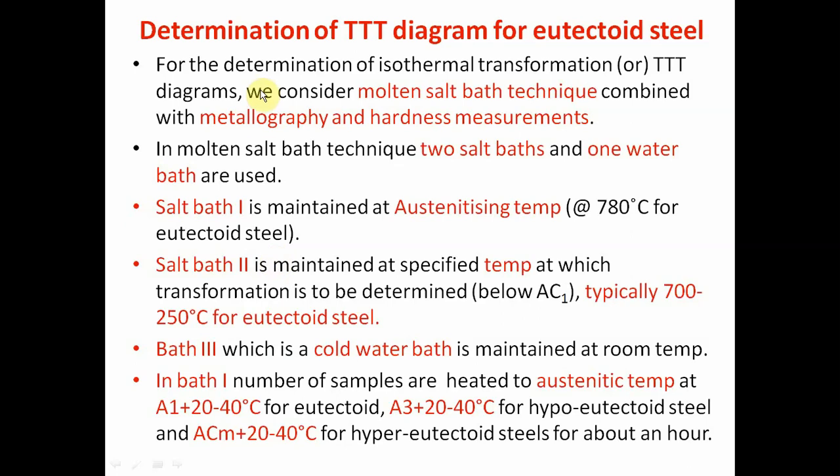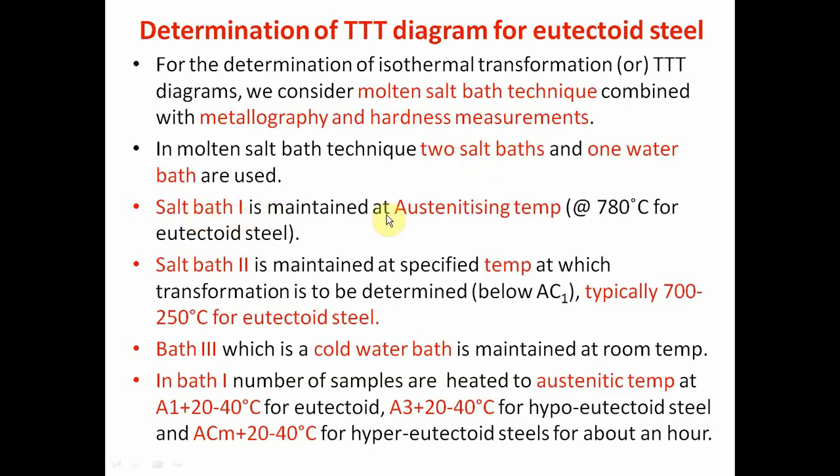or zones. For the determination of isothermal transformation or the TTT diagram, we consider the molten salt bath technique combined with metallography and hardness measurement. The purpose of using a molten salt bath is to avoid oxidation and to form a homogeneous austenitic structure. In the molten salt bath technique, two salt baths are used and one water bath is used for water quenching. The first salt bath is used for maintaining the temperature of steels above the upper critical temperature, and the second salt bath is maintained at a subcritical temperature.